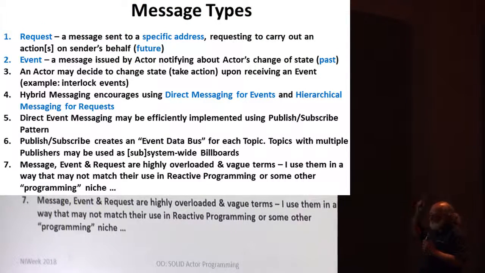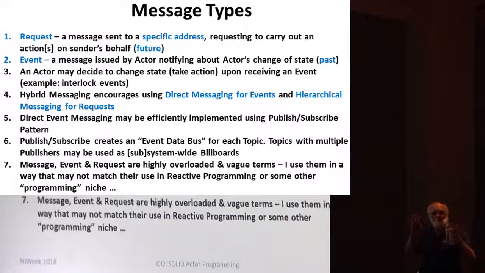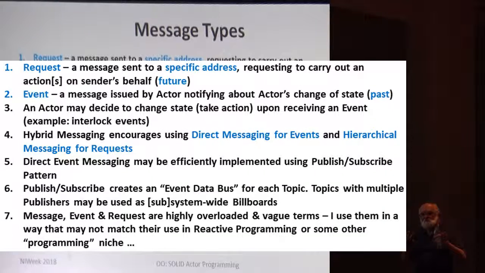To properly use this hybrid messaging, you need to understand the difference. Not all messages are equal. The first type of messages are requests and request-response. Their characteristic is that they are sent to a specific address or actor, and they request that actor to carry out an action on behalf of the sender.